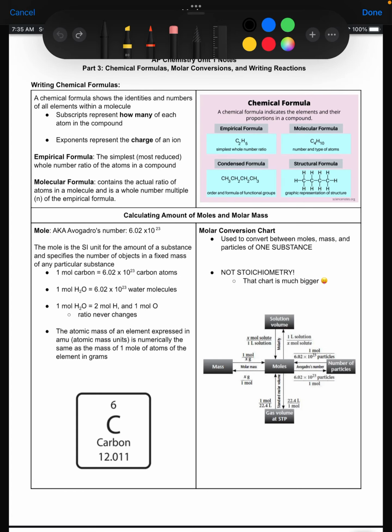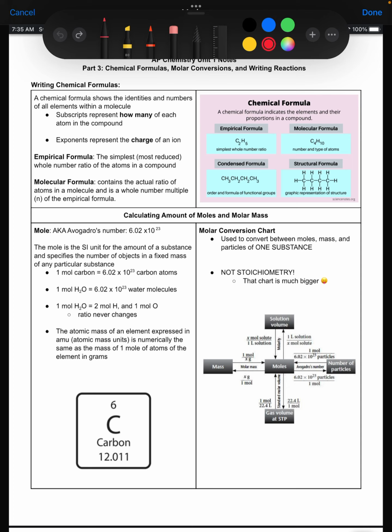Hello everyone. In this note set, we are going to be talking about chemical formulas, molar conversions, empirical and molecular formula. So, to just start out, let's define a couple of different versions of chemical formulas that you could see or deal with.